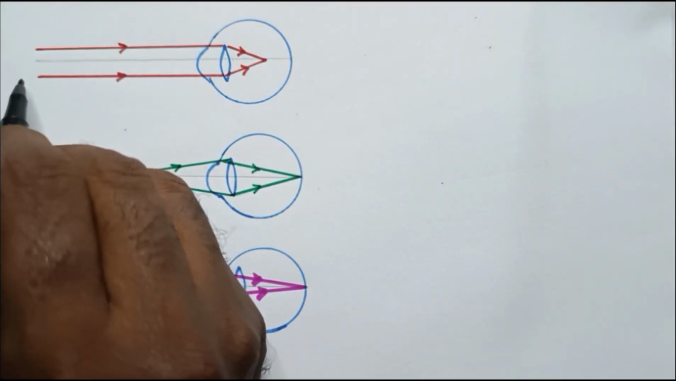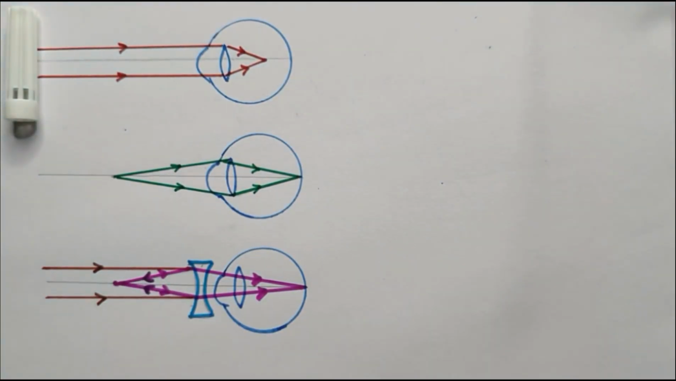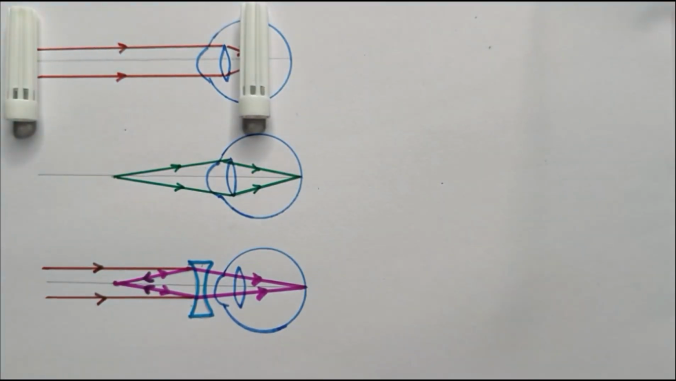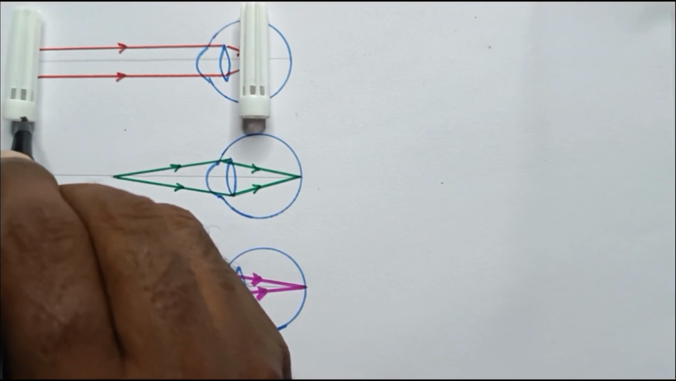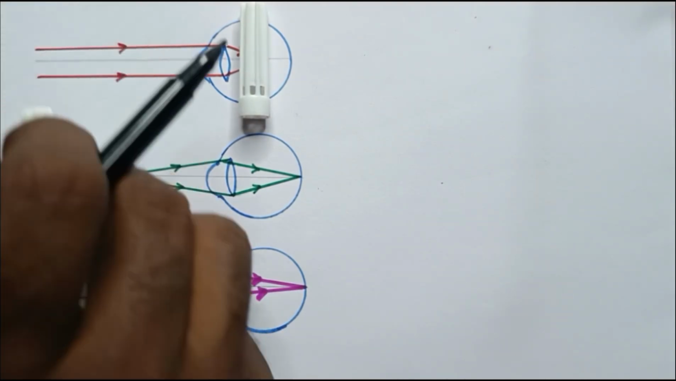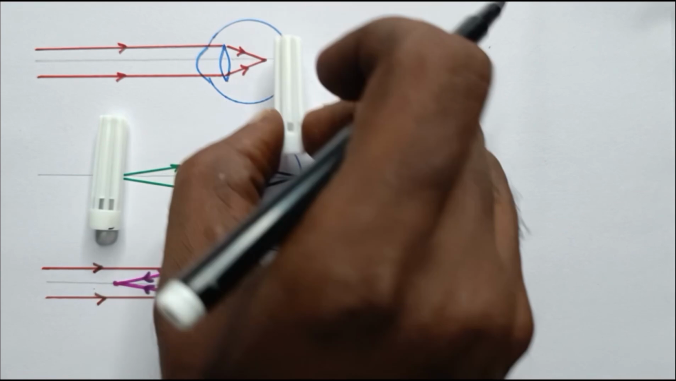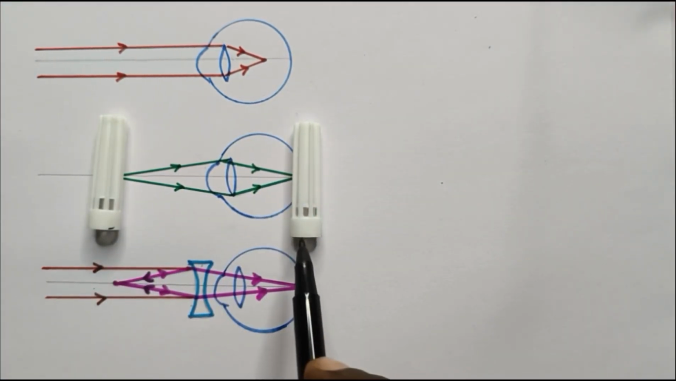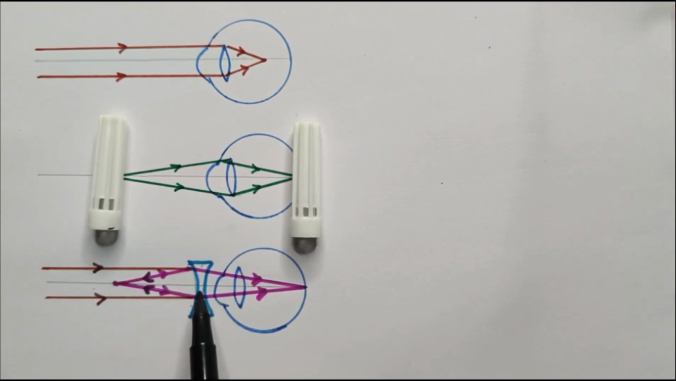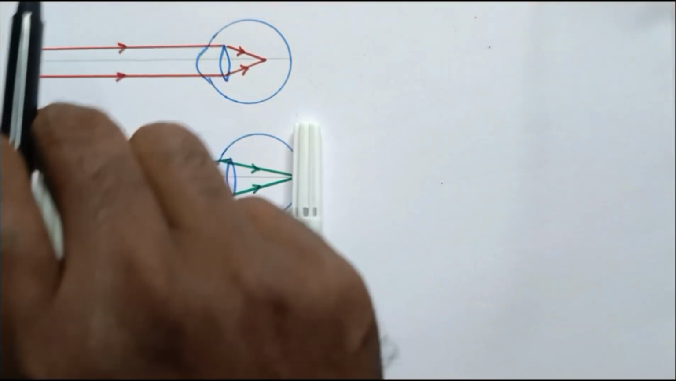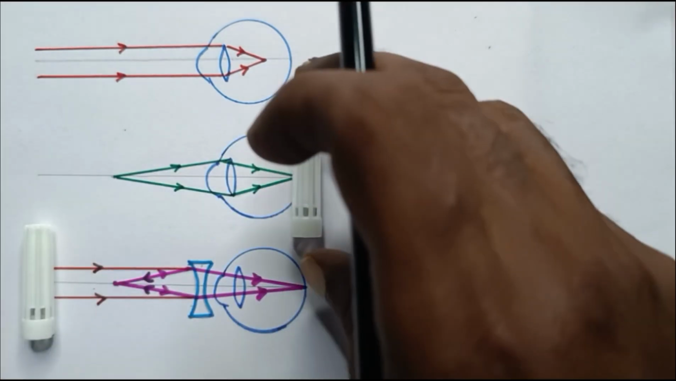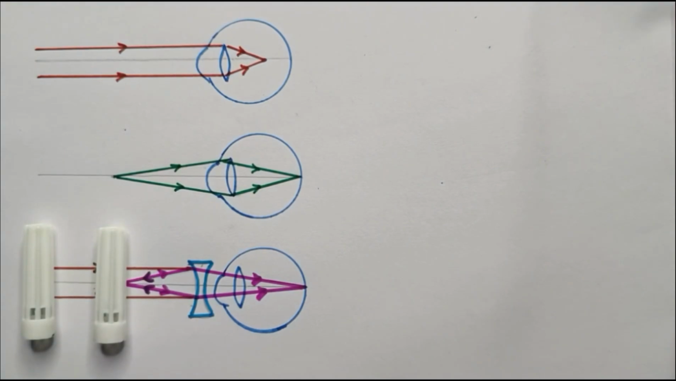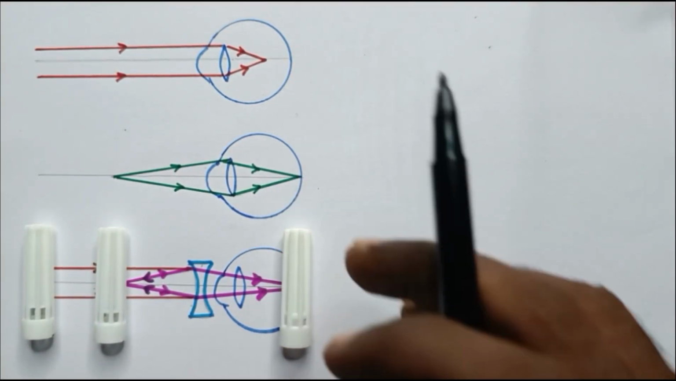Suppose if the object is at infinity, then the eye with myopic vision will form the image before the retina. Therefore, he cannot see the object clearly. If the object is brought closer, then the image will be formed on the retina. He can see the object clearly. To do this, a concave lens can be used. If the object is at infinity, then the concave lens will form the image at closer distance. The eye can see the image clearly.